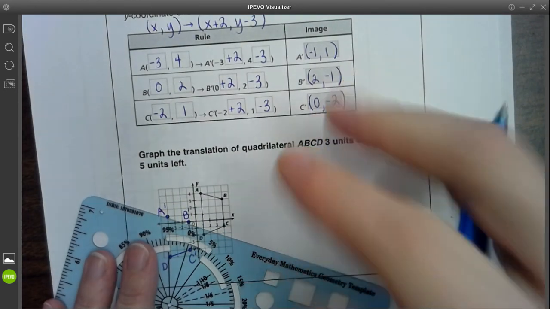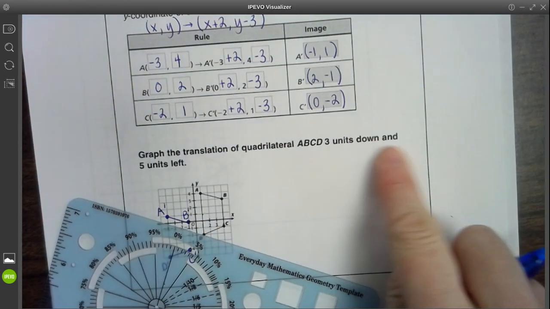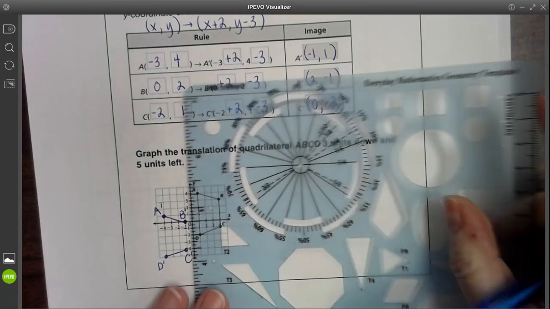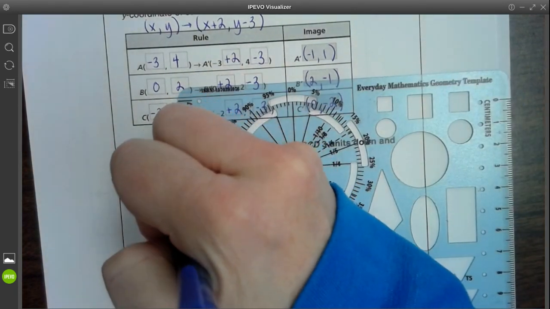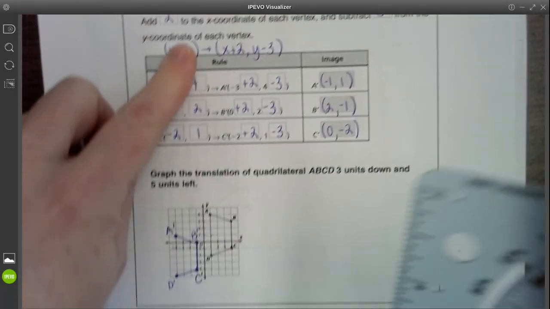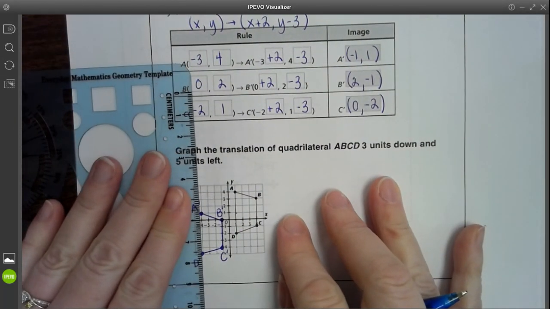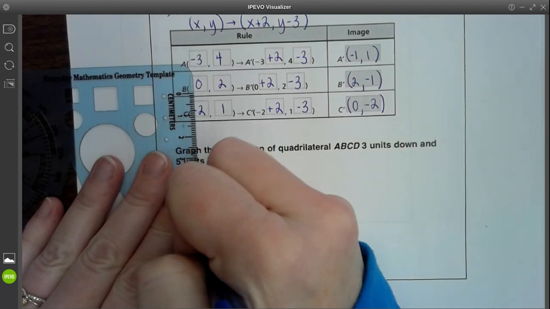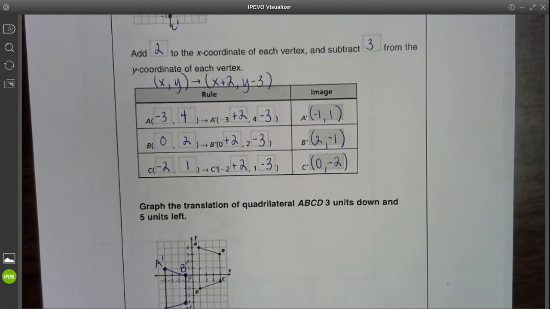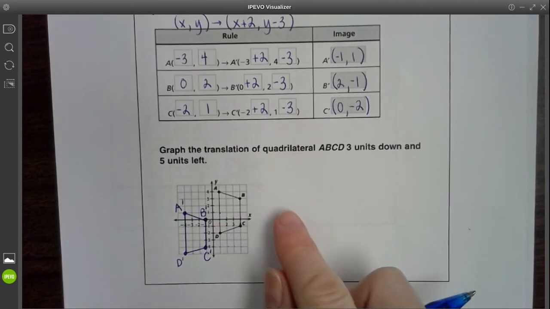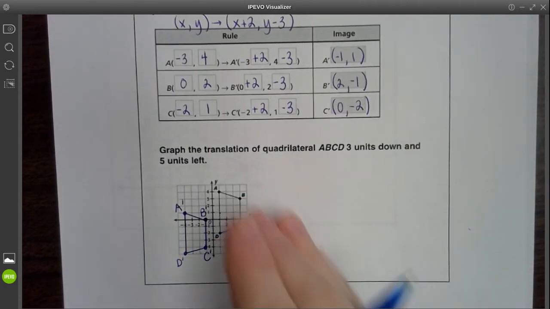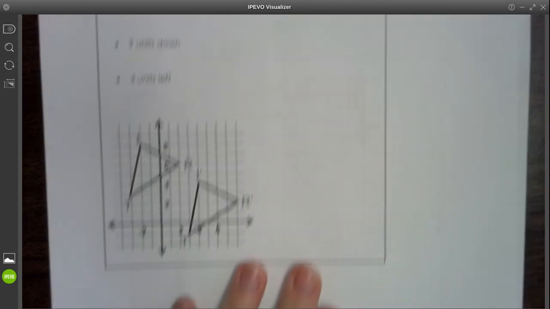So if it's on a graph and they just tell you how much to move down and left, it's probably faster to do it this way. If they only give you the coordinates and no graph, you're probably going to want to use the coordinate rule for it. Okay. Again, notice that these look identical. It's just one is slid down and to the left.